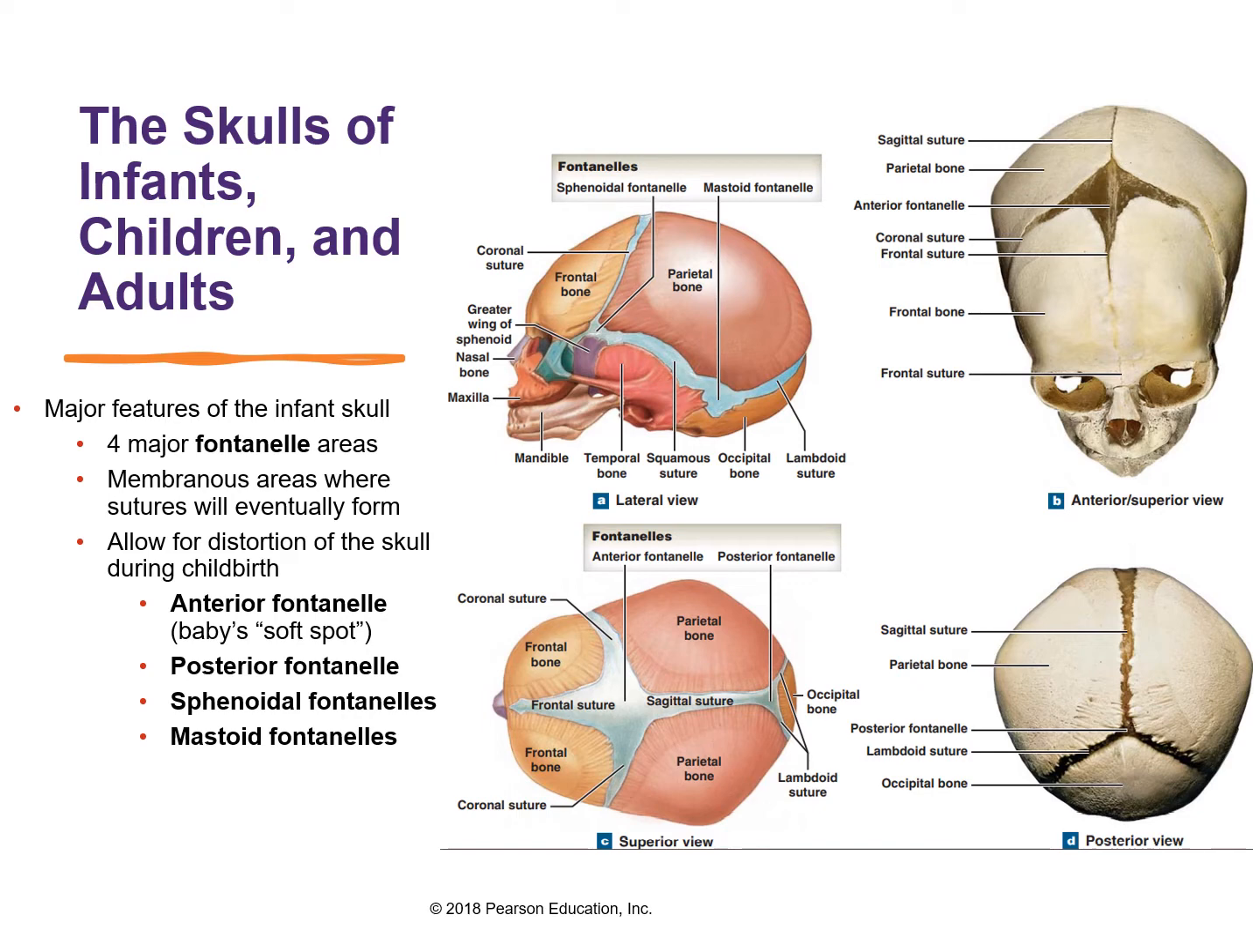You have the posterior fontanelle, and that's going to be at the junction between the lambdoid and the sagittal sutures. The sphenoidal fontanelles are at the junctions between the squamous sutures and the coronal sutures. And then you have the mastoid fontanelles. They're going to be at the junctions between the squamous sutures and the lambdoid sutures.